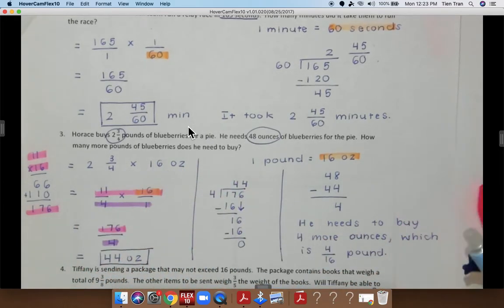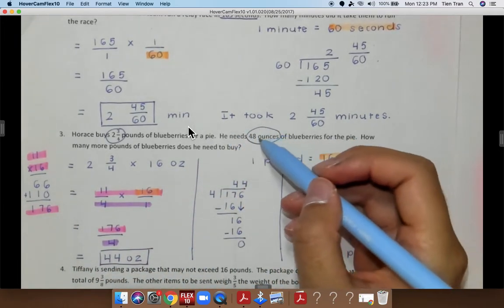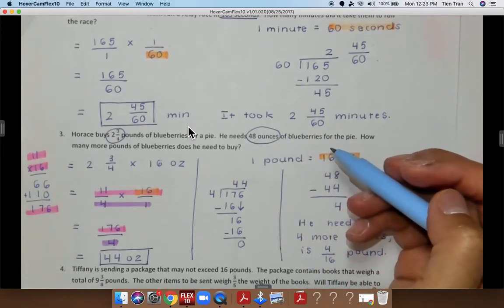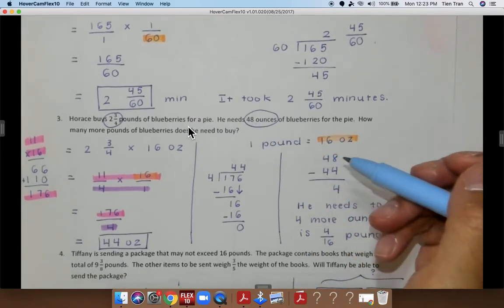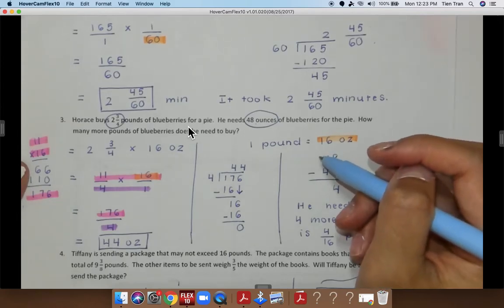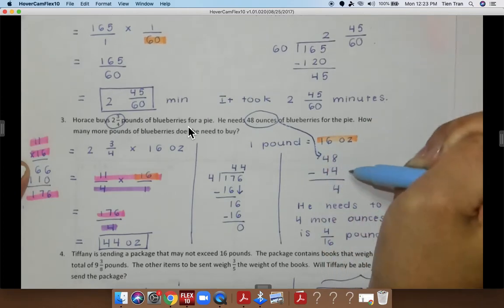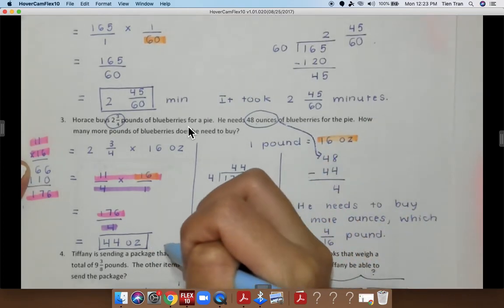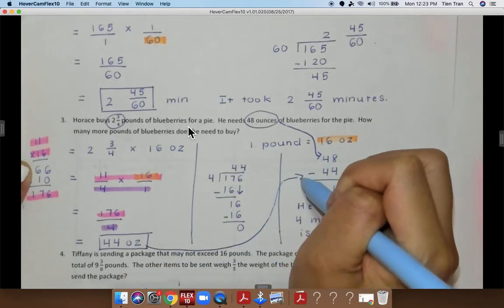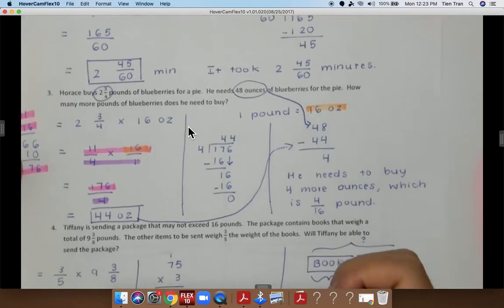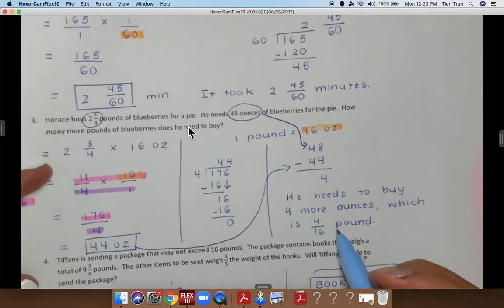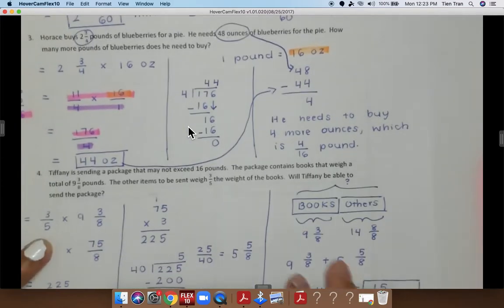I'm not quite done yet. I need to subtract from 48 ounces because he needs 48 ounces for his pie. So we need to know how much more he needs. So we're going to subtract 48 from here. This is where 48 came from, the problem. And 44, which came from right here, 44 ounces. So we're subtracting 48 minus 44. He needs to buy 4 more ounces, which is 4/16 of a pound.